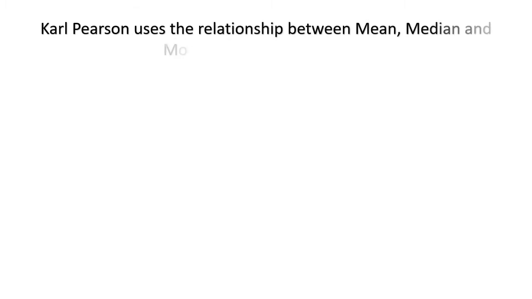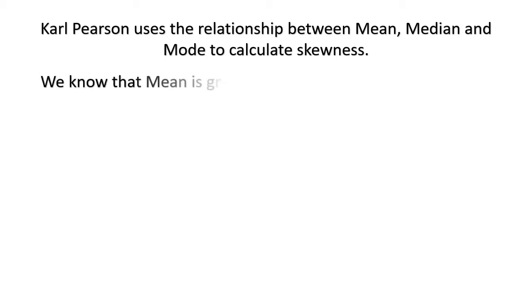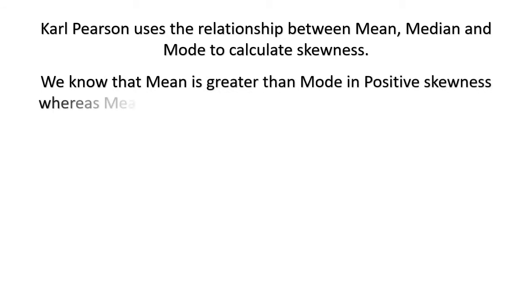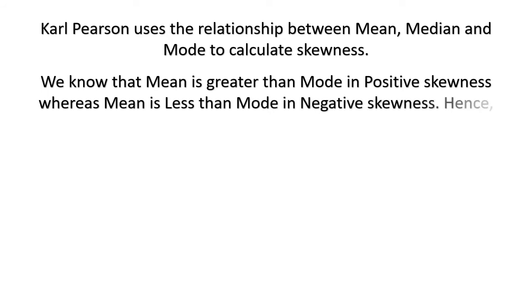Now what Karl Pearson has done is that he has used the relationship between mean, median and mode to calculate the value of skewness. We know that if it is a symmetric distribution, the values of mean, median and mode will be equal. But if it is positive skewness, mean will be greater than mode, and if it is negative skewness, mode will be greater than mean, that is, mean will be less than mode.